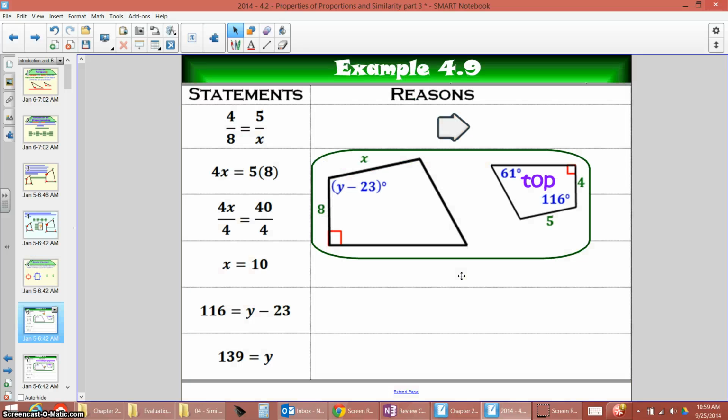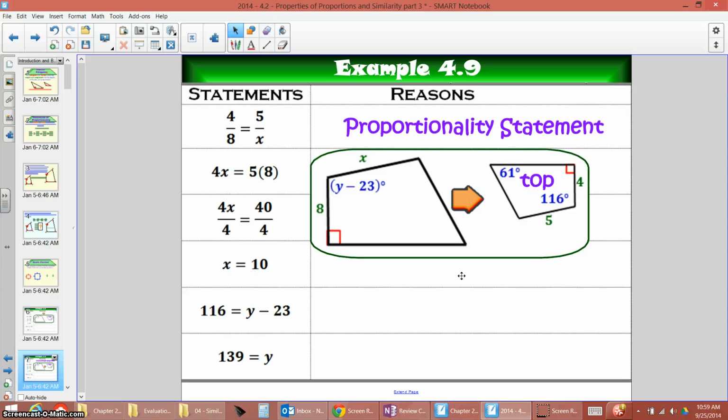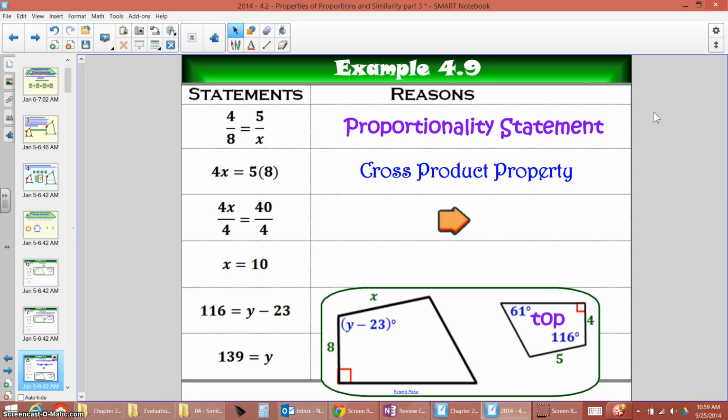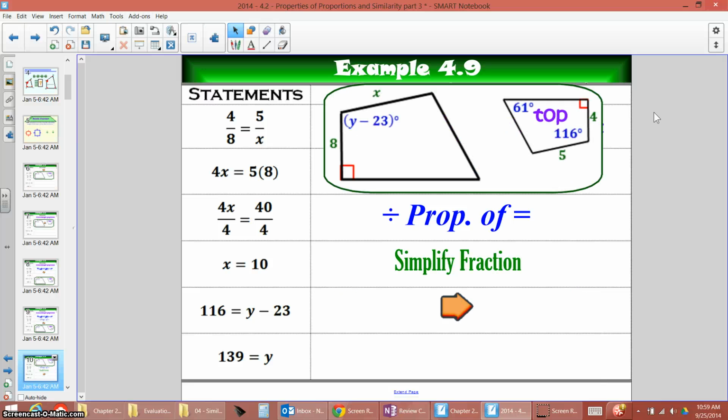Let's look at this crazy polygon. We've got the bottom and the top. We talked about this exact polygon before. We're going to brush up on it again. We write our proportional statement. 8 and 4 correspond to each other, so we put 4/8. 5 and x corresponds, so we put 5/x. And now that's our proportionality statement. We do the cross product property. We divide both sides by 4, and we reduce our fraction. We get x equals 10.